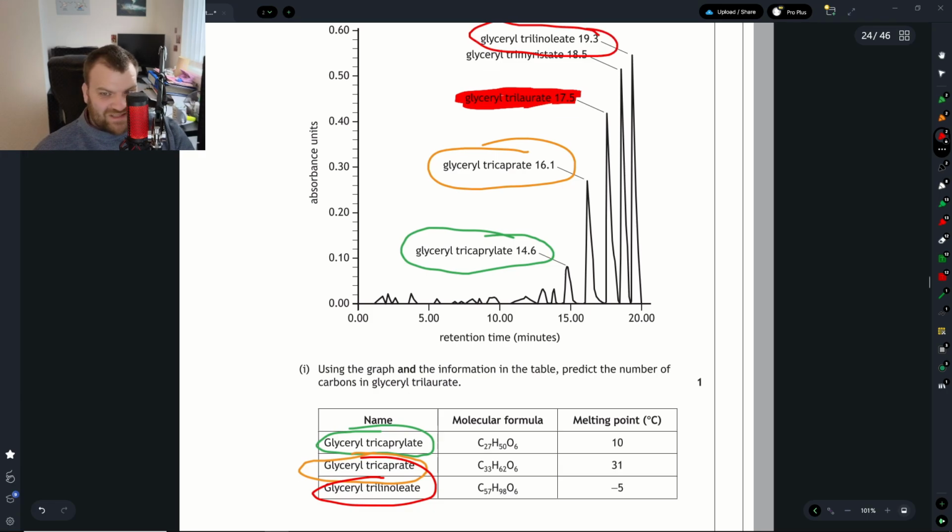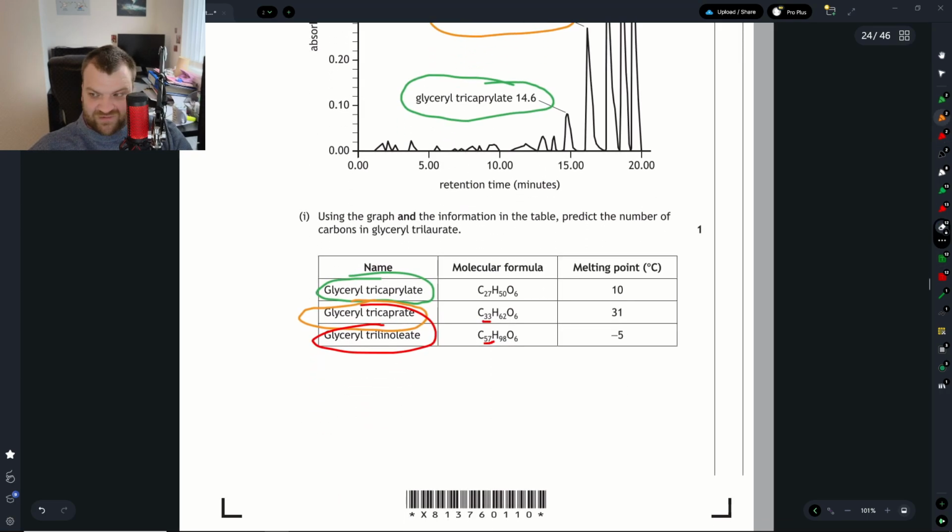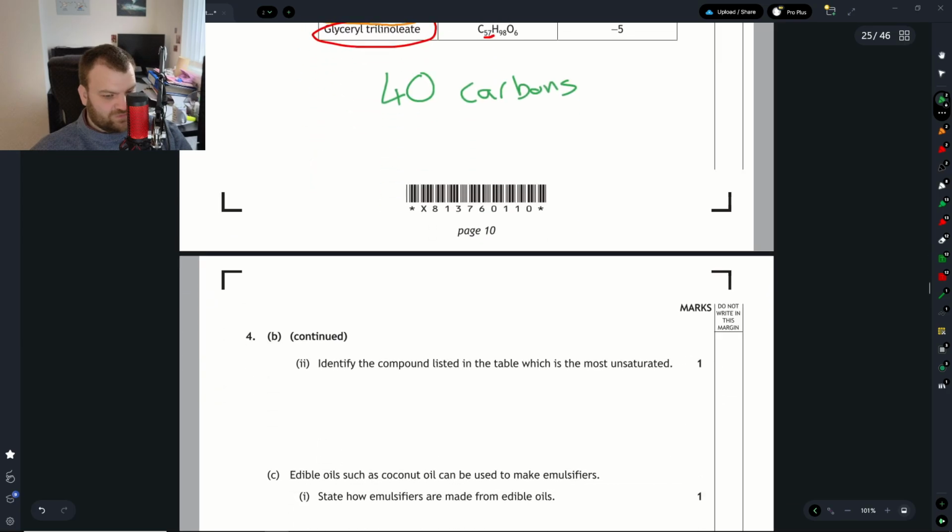Now, our one sits between the linoleate and the caprate. If we look at the numbers of carbons that we have there, we have 33 and 57. So we are looking for a value between those 2 points. It seems to be closer to the orange one because there's another chemical in between them. So we're looking for a number in between the 2 of them. I'm going to go for carbon 40. So I'm going to just say 40 carbons as my answer. When it says use the graph and the table, you need to use both of them to get the mark.